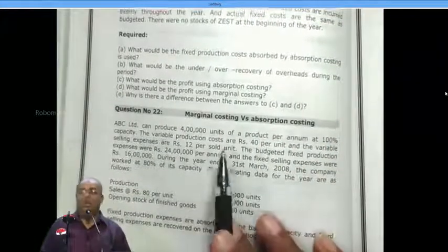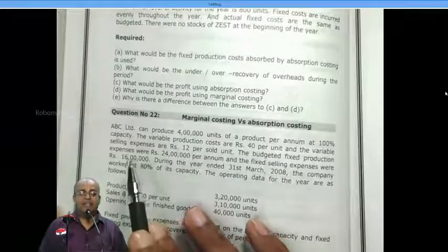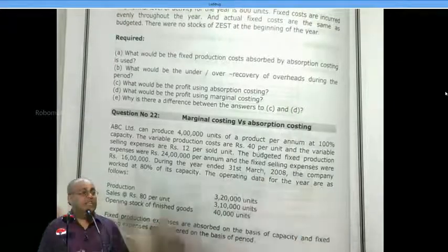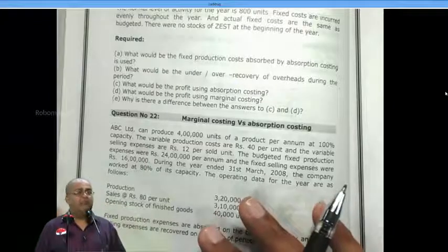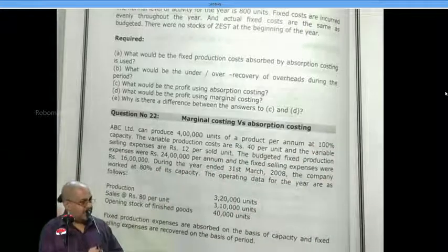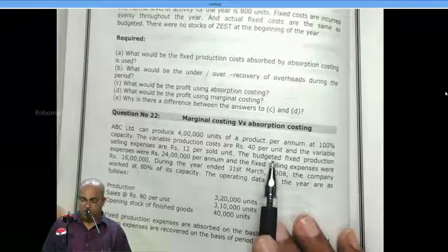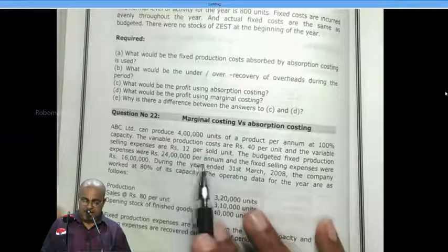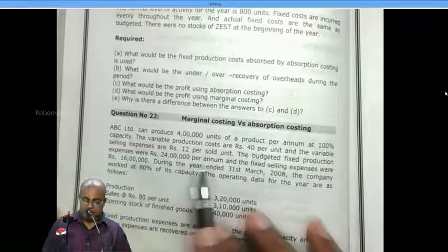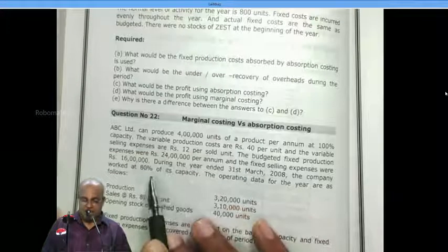ABC Limited can produce 4 lakh units of a product per annum at 100% capacity. Tell me, what is full capacity? 4 lakh units. If they have not given normal capacity, then what is budgeted output? 100% capacity, that is 4 lakh units. Everybody understanding it or not? Now, next. The variable production cost is 40 per unit. The variable selling expenses is 12 per sold unit. Budgeted fixed production expenses were 24 lakhs per annum. Fixed selling expenses were 16 lakhs.